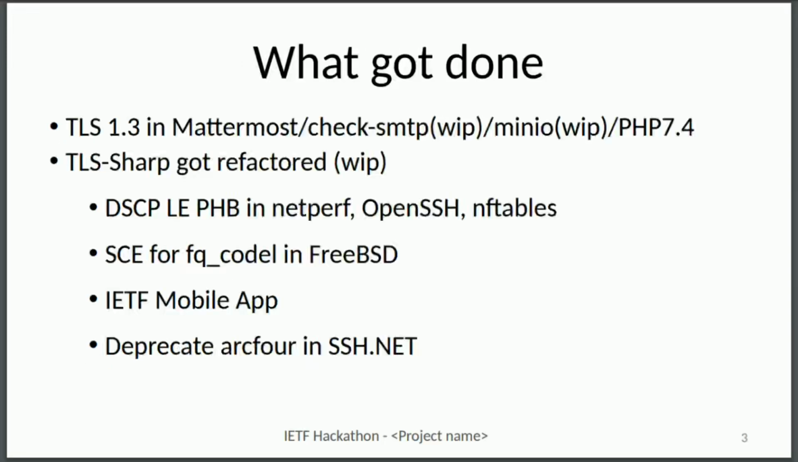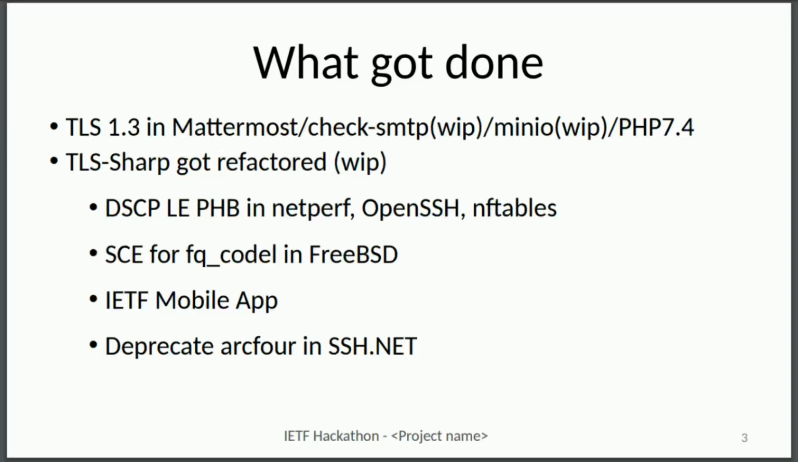So next slide, please. TLS 1.3: we've worked mostly with Golang-based software packages. Mattermost, a Slack alternative, the PR was sent. Check SMTP is another Golang package, but still work in progress. And MinIO, which is for Amazon S3, still written in Golang, we've added TLS 1.3 support. And lastly, we've got the TLS 1.3 API integrated into PHP 7.4.